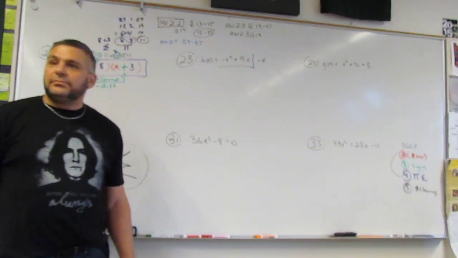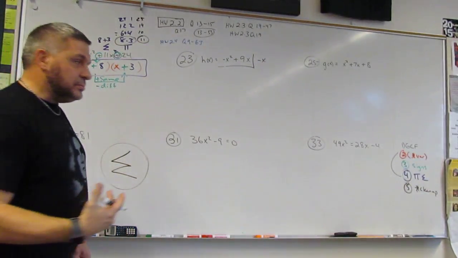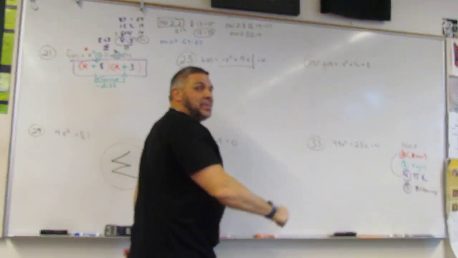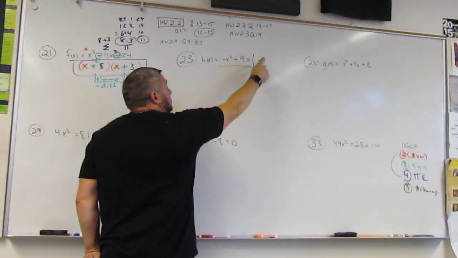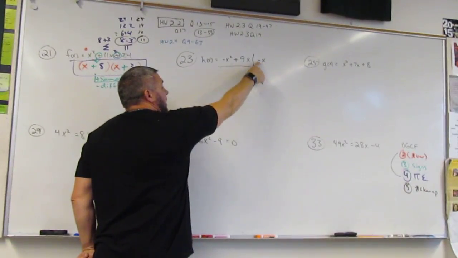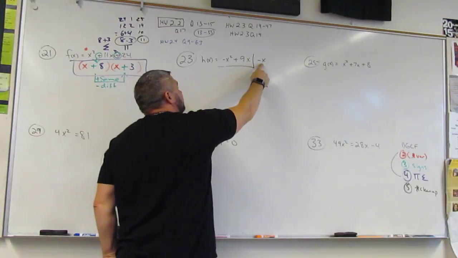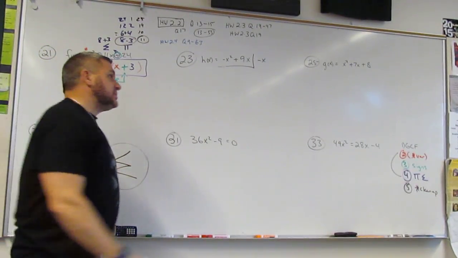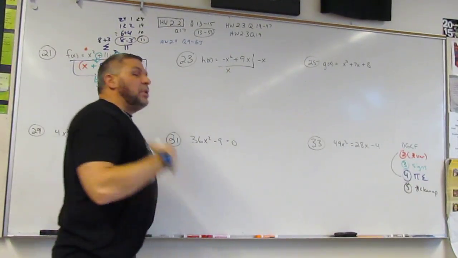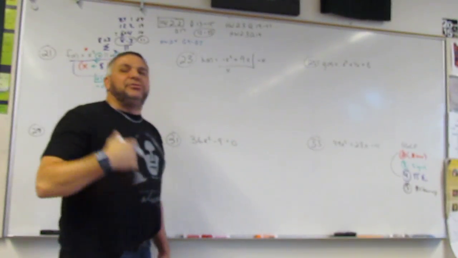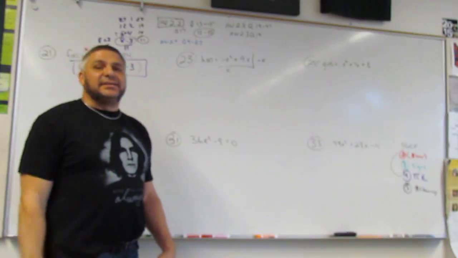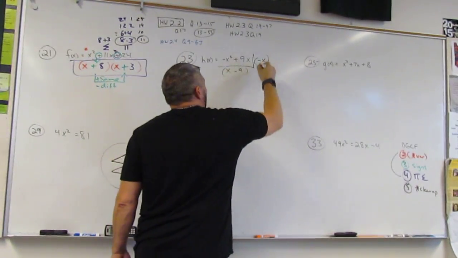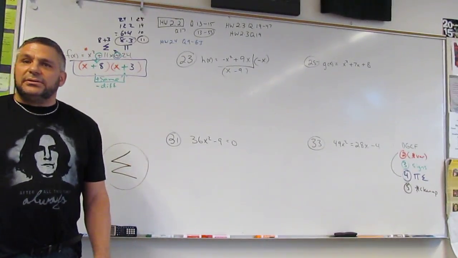X, right? There's an X in both. So divide by a negative X. What's left? What multiplies by a negative X to give you an X squared? X. What multiplies by a negative X to give you positive 9X? Negative 9. And so now you just factored it. It's done.